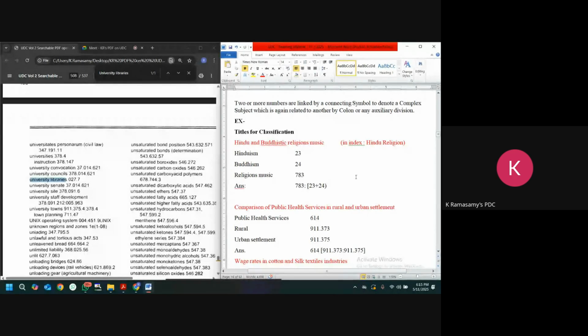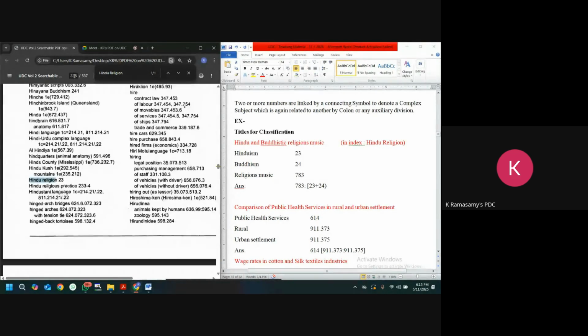Now I want to know the number for Hinduism. Hinduism is given as Hindu religion in the index. So let me go to the index and type the words Hindu religion, plus enter.